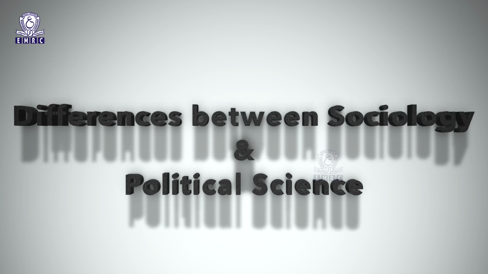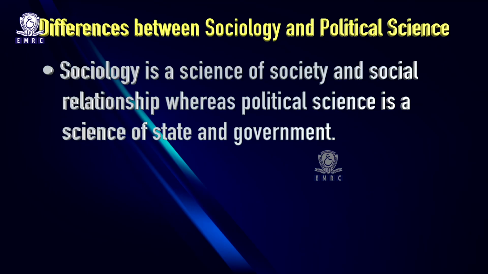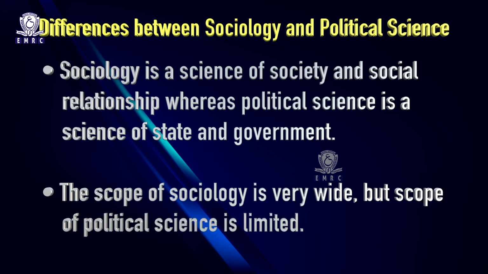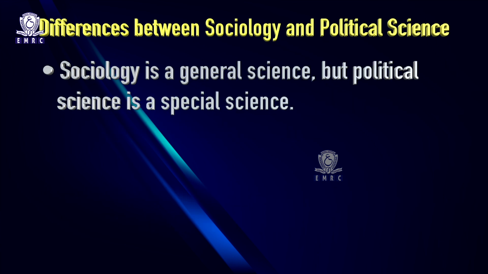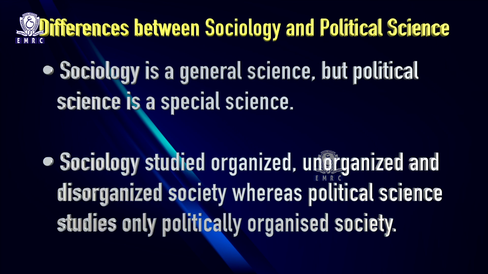But in spite of the interrelationship and interdependence, both the sciences differ from each other in the following way. Now, the difference between sociology and political science. Sociology is the science of society and social relationship, whereas political science is the science of state and government. The scope of sociology is very wide, but the scope of political science is limited. Sociology is a general science, but political science is a special science. Sociology studies organized, unorganized and disorganized society, whereas political science studies only politically organized society.